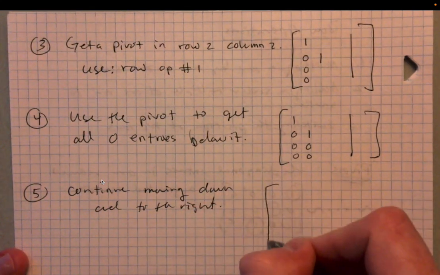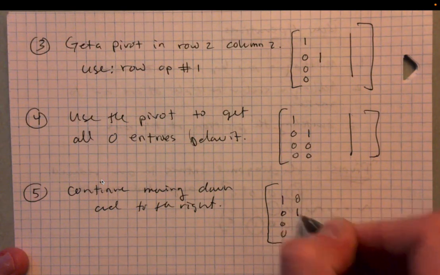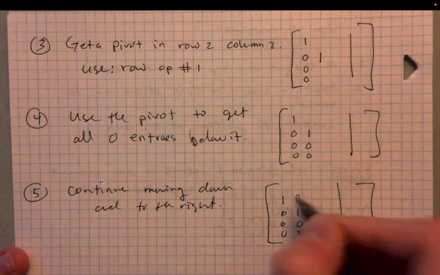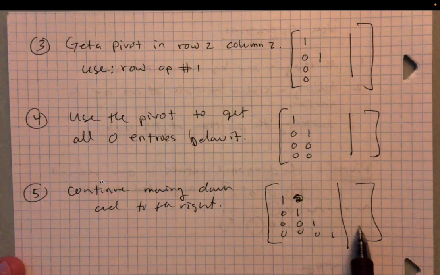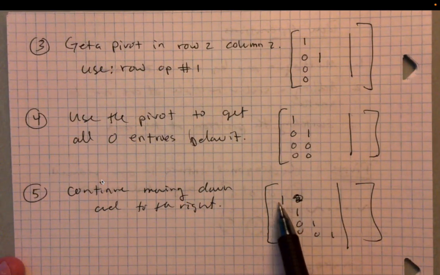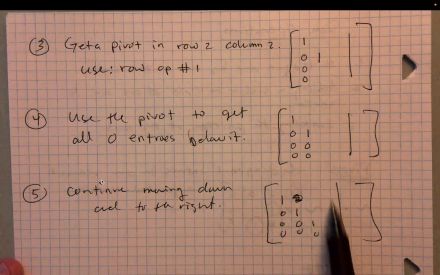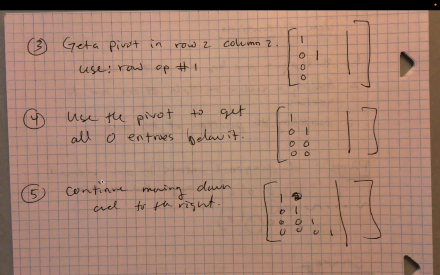Right, until basically your matrix looks like this. So we don't know what numbers are up here, and we don't know what numbers are over here. We don't care as long as we get what we're angling for, this upper triangular shape to the coefficient matrix. So we want all zeros below the pivots. Okay.